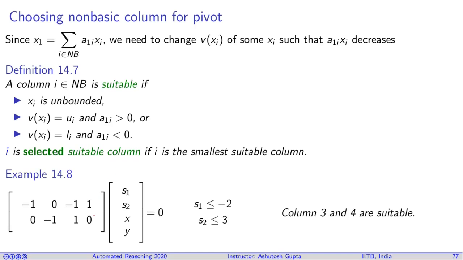Let's look at an example. In this case, these are the basic variables and these are the non-basic ones, and all the non-basic ones were unbounded, right? So they are all suitable ones. So which one will be suitable? The one with the minimum index. So this will be my selected suitable column. Okay, so i equals 3.